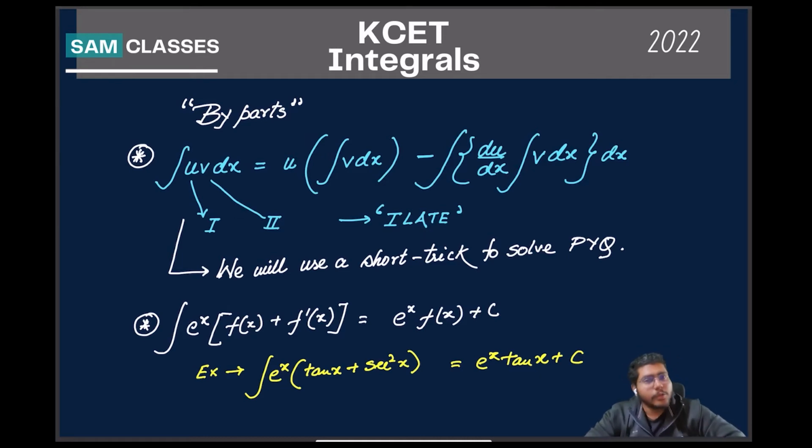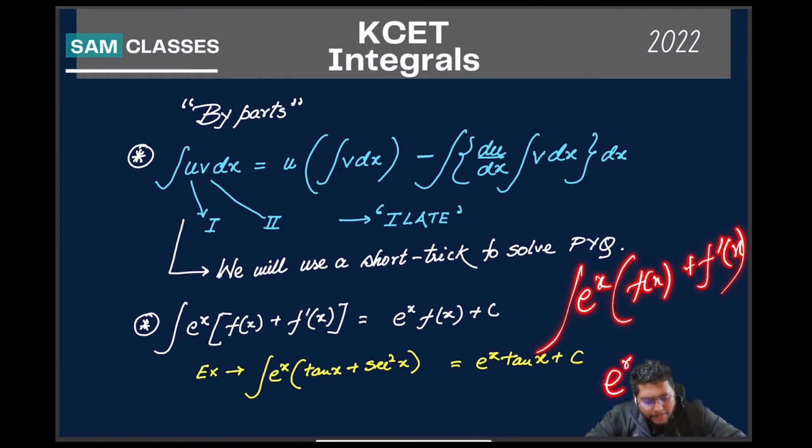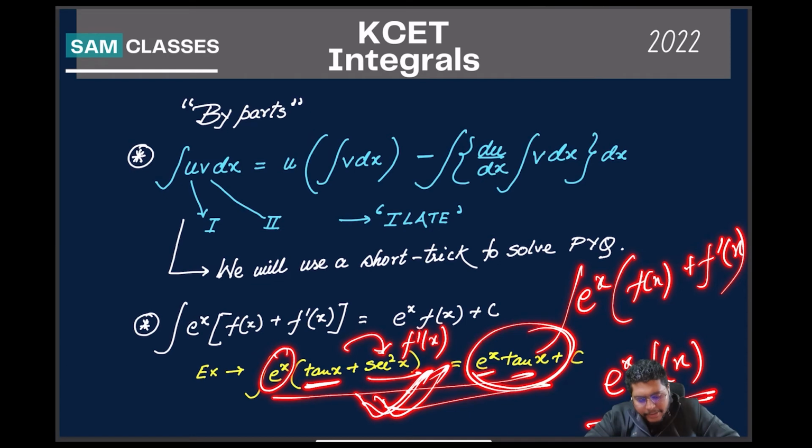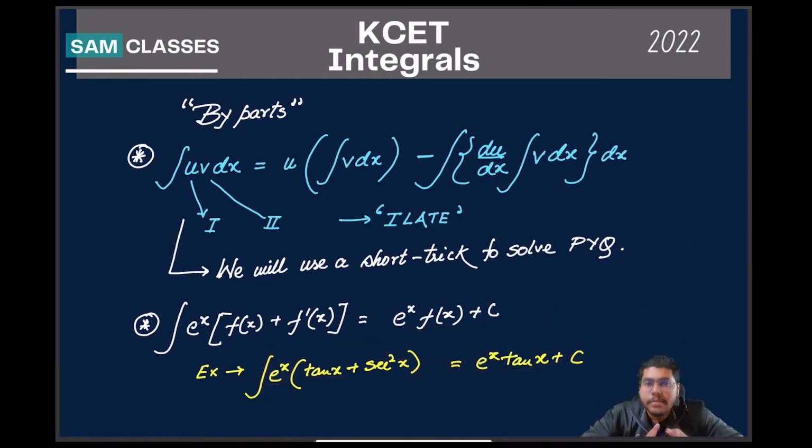You'll see a lot of times we have this question: integration of e power x times one function plus the derivative of that function. Directly you write e power x into f x, that is the answer. For example, we have e power x, a function tan x and its derivative f dash x, that is secant square x. So directly I can write the answer e power x into tan x. But will they give you something this simple? No, they won't. They'll give you a difficult one, but you have to work. I'll show you how to manipulate it, how to change it into the function, and how to identify that this is my function f x and this is my f dash x. We'll do all that.